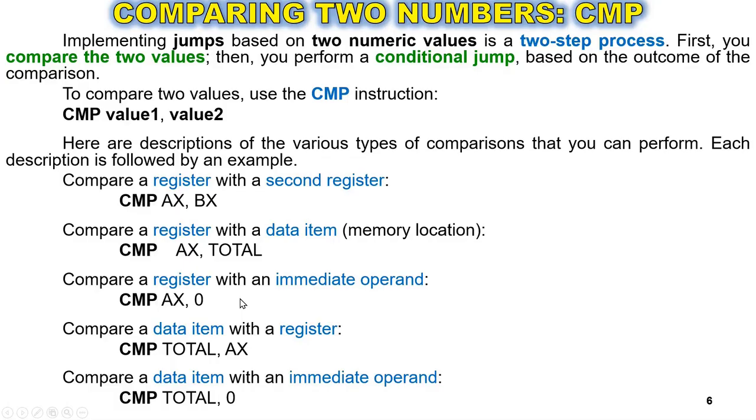Next, we can compare a register with an immediate operand like a constant number. For example, CMP AX, 0. Next, we can compare a memory address or a data item with a register. For example, compare the memory variable total with the register AX. Finally, we can compare a memory address with an immediate operand or a constant value. For example, compare a memory variable with the constant value 0.